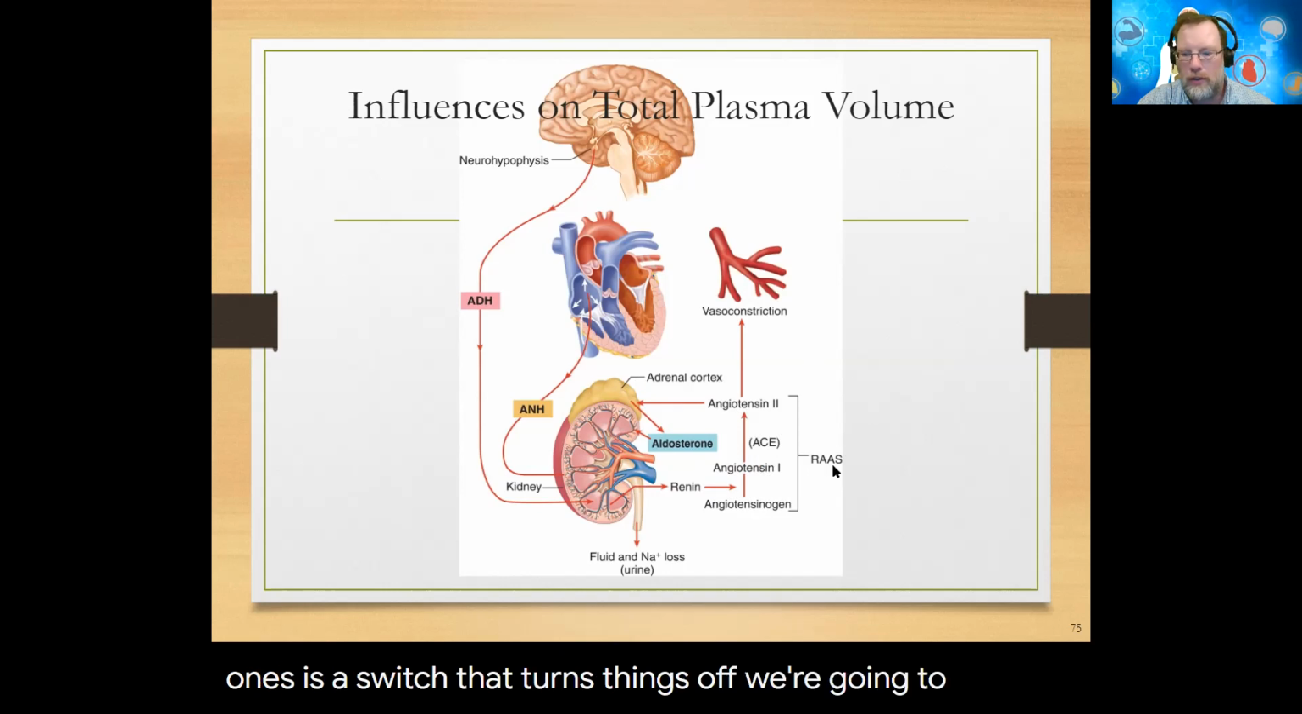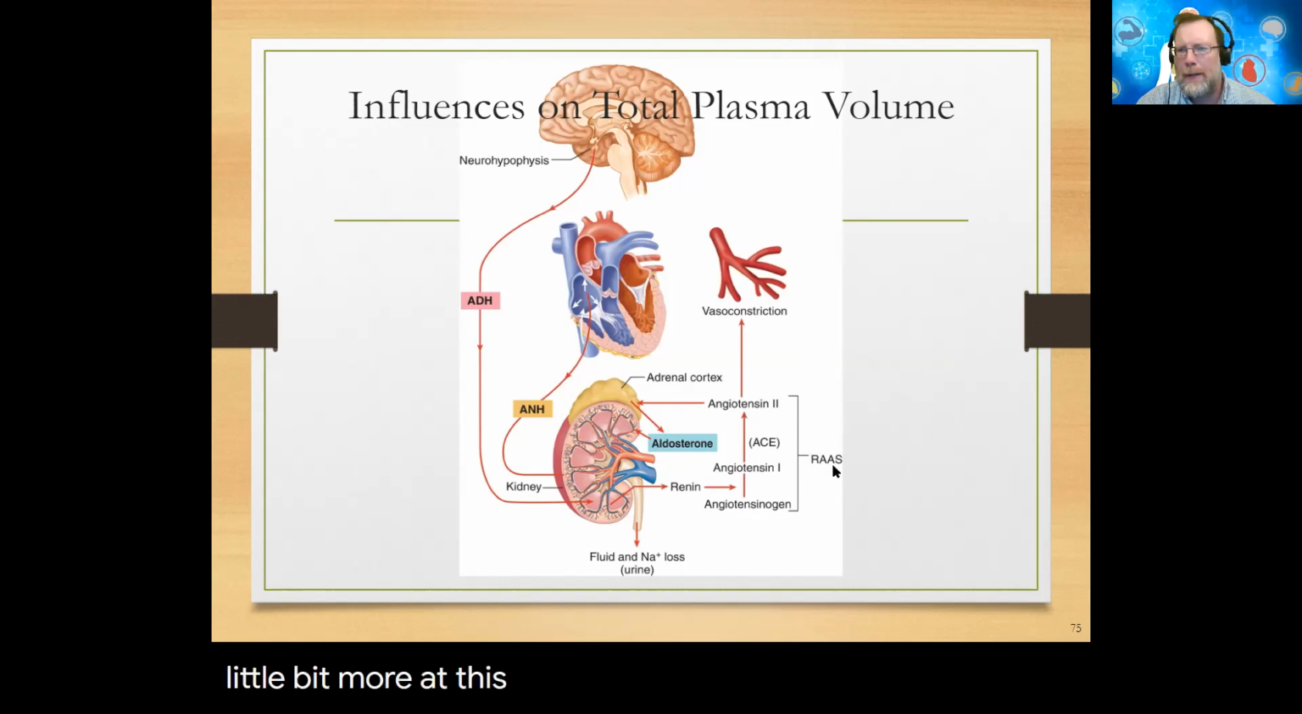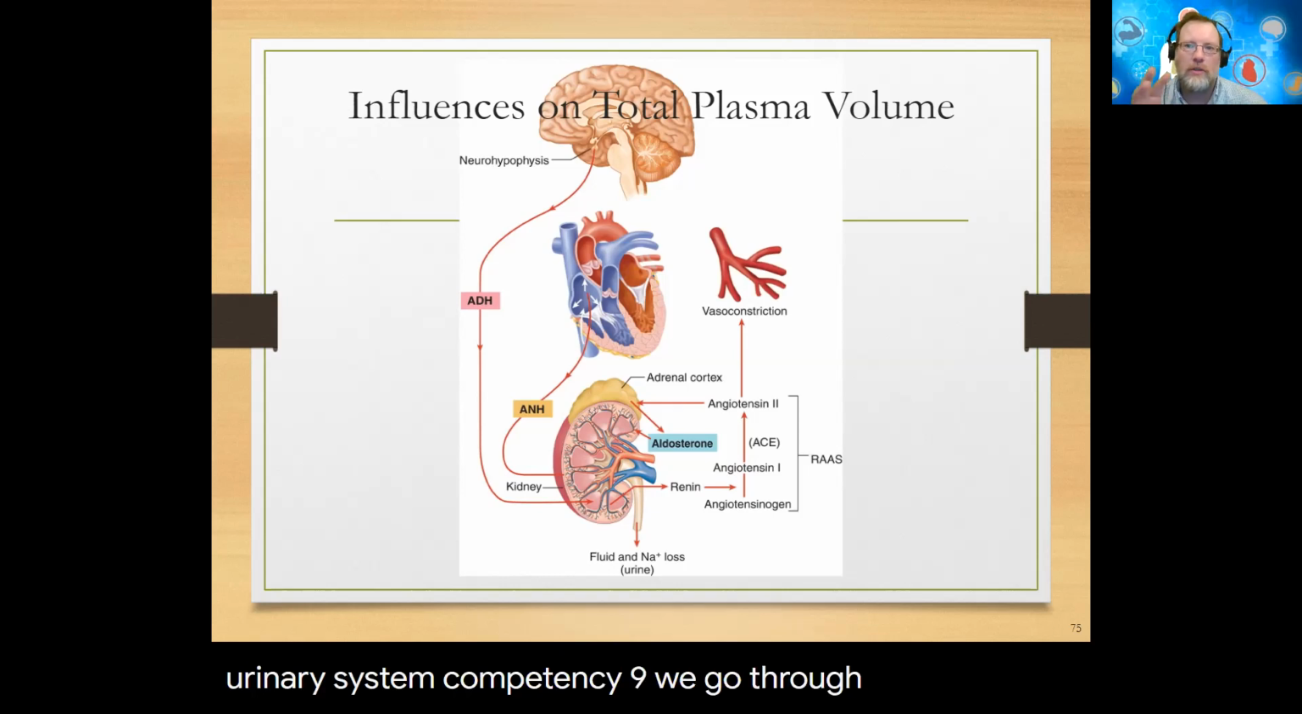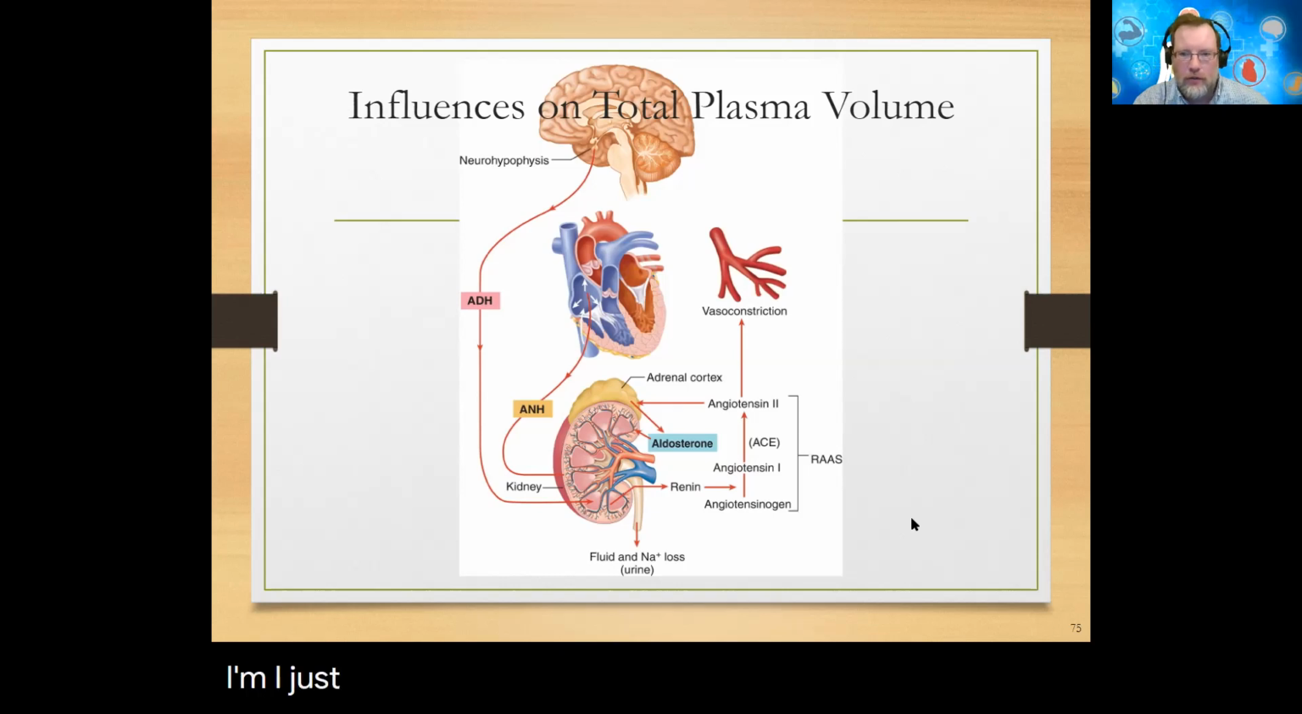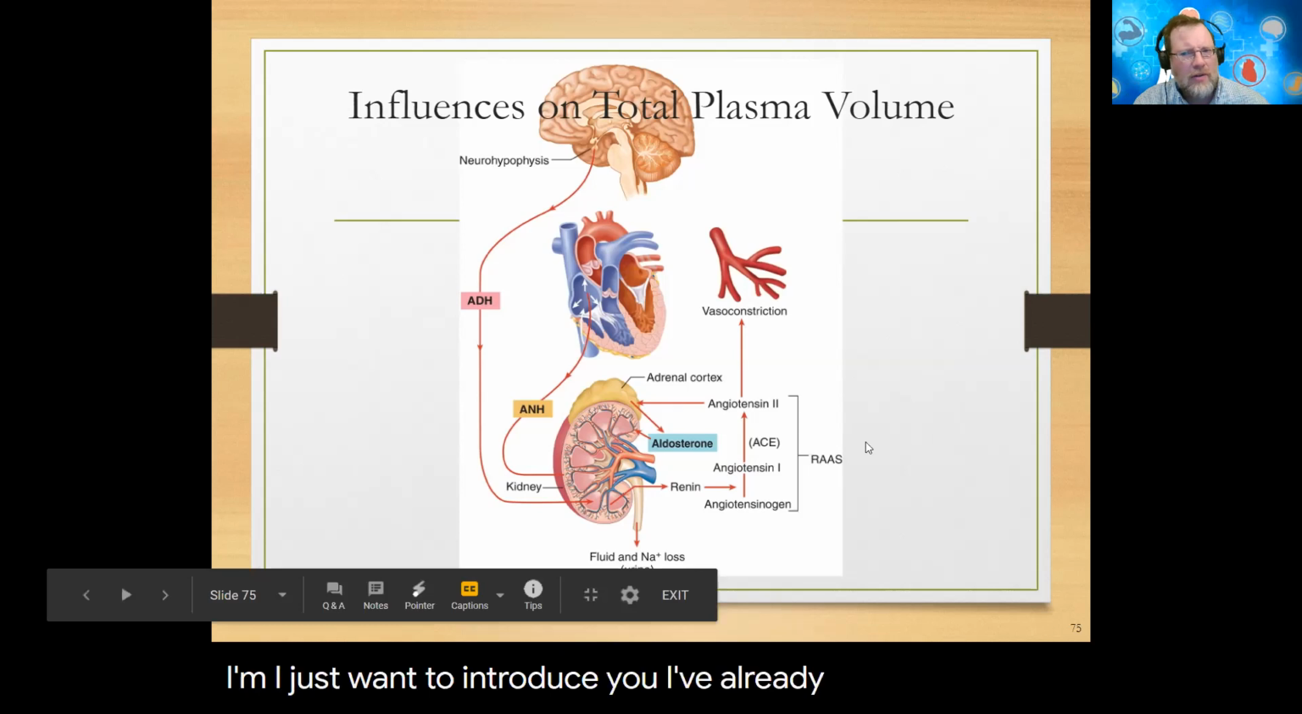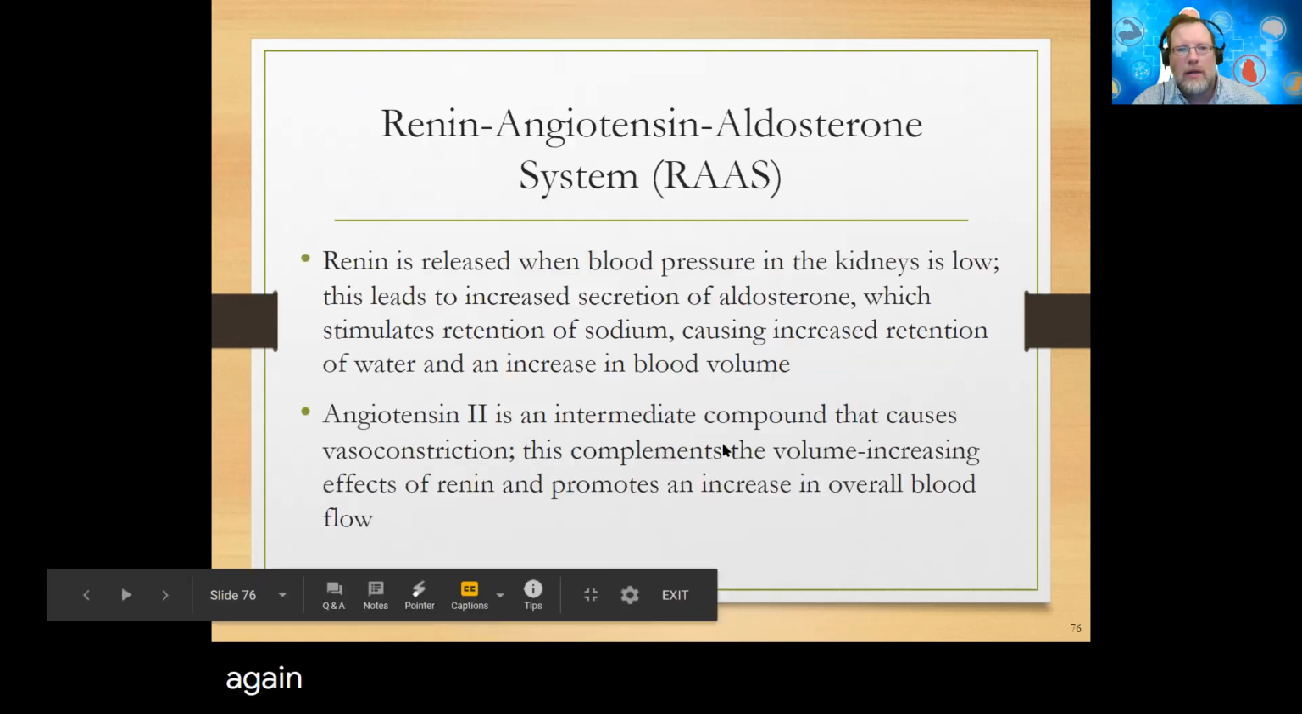We're going to look a little bit more at this next chapter. Competency 8, we go through the urinary system. Competency 9, we go through perfusion. So I just want to introduce you. Well, I've already kind of introduced you to it with the immune system, but here it is again.